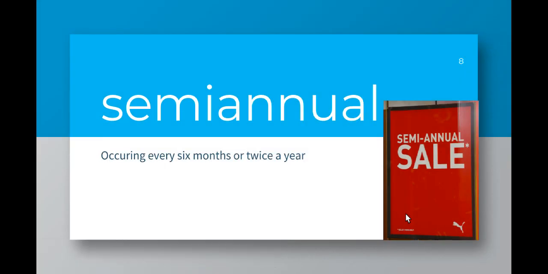Semiannual means occurring every 6 months or twice a year. So I have a semiannual dentist visit. I go there every 6 months or twice a year. Some stores also have semiannual sales. They happen every 6 months or twice a year.